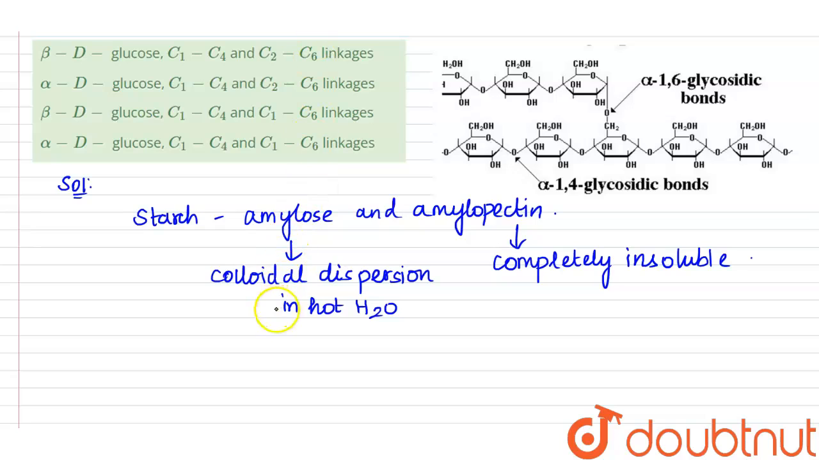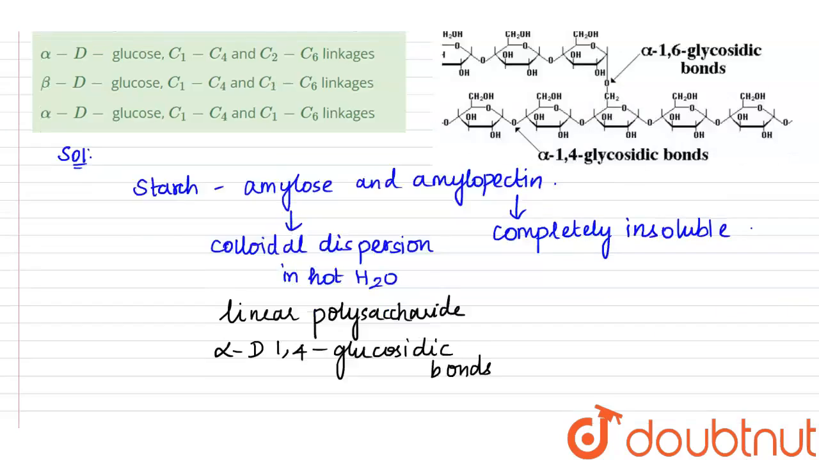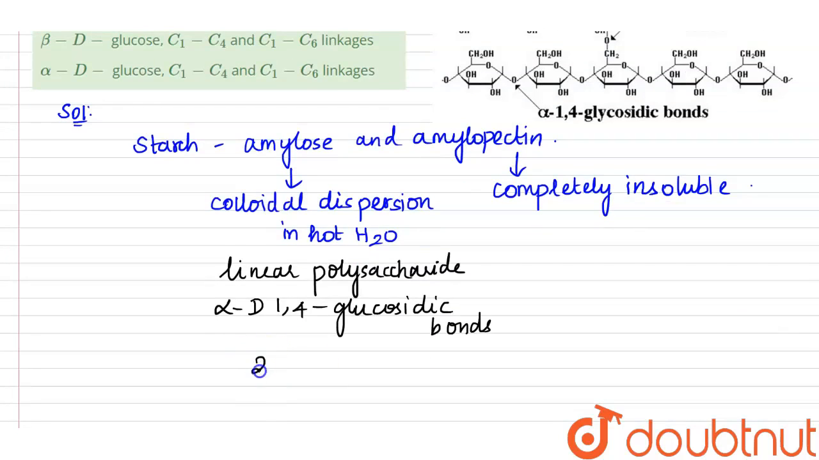Amylose is a linear polymer, a linear polysaccharide, and therefore it has alpha D 1,4 glucosidic bonds. It has alpha D 1,4 glucosidic linkage, which makes it a linear polymer, and it makes up 20% to 30% of the starch structure.